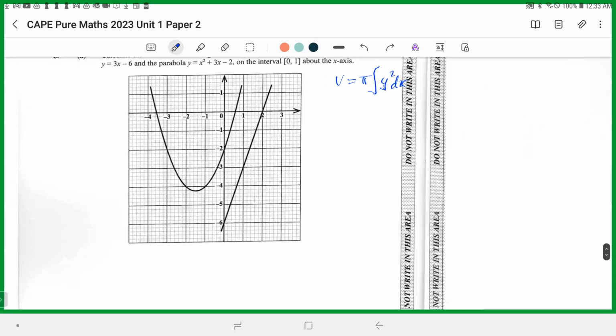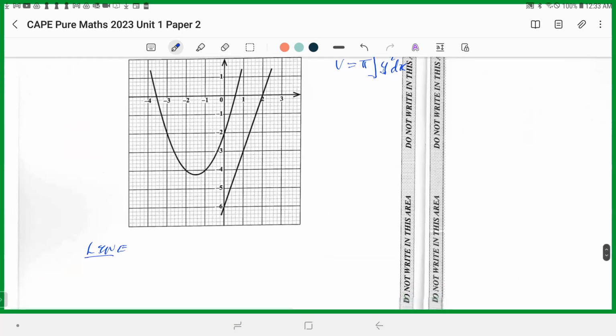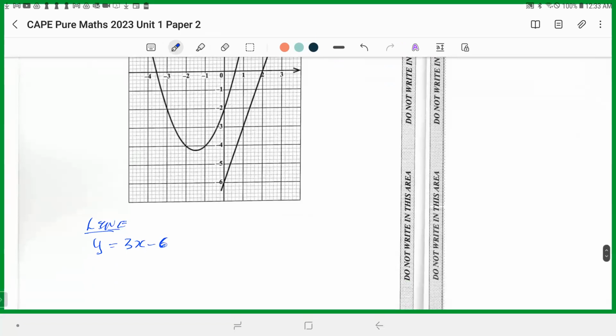Let's do them separately and subtract them. Or we can set them up and make them into one volume of revolution. But the line, which is y equals 3x minus 6, we can square it from now and see what it will be. We're just basically working it down. y squared is we're going to square this.